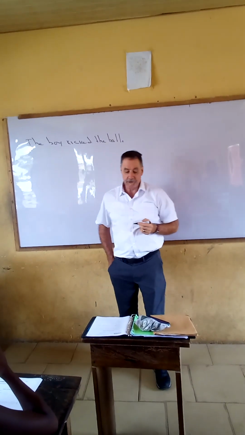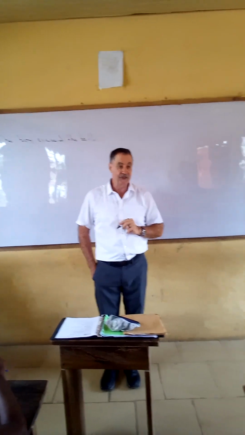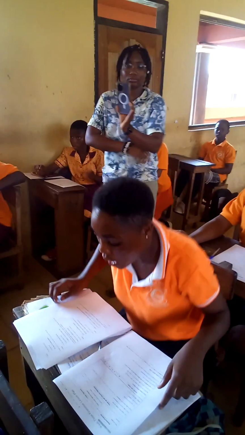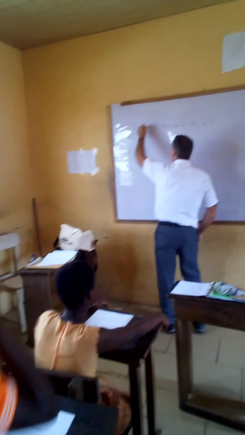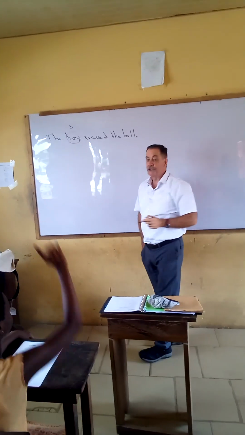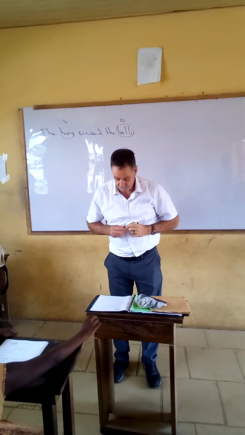Repeat. The boy kicked the ball. Okay, what's the subject of this sentence? Go ahead. What is the subject? Yes. The boy. The boy, right. And what is the object of the sentence? The ball. Right. Okay.